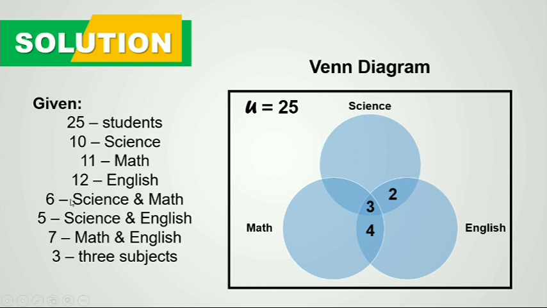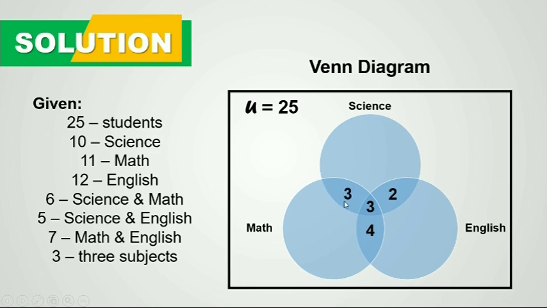And then, 6 of them like science and math. So 6 of them like science and math. This is the intersection for science and math. And it states that 6 of them like science and math. And since there is already 3 here, therefore, ang ilalagay na lang natin dito is 3.